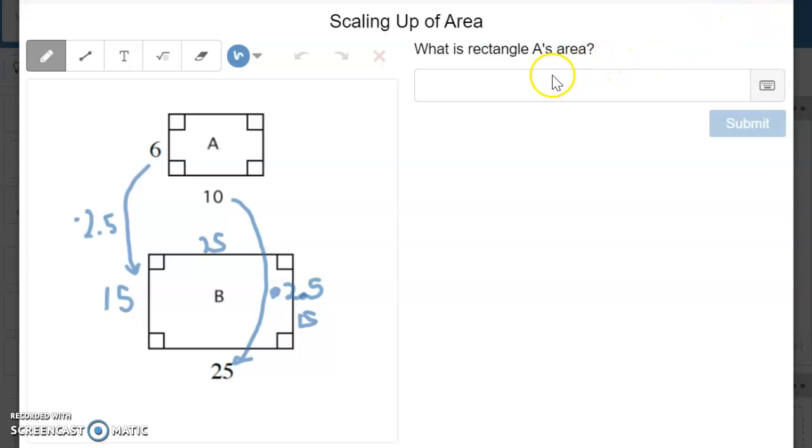Card number 3. What is the rectangle A's area? What about the area? Area is going to be length times height. So 6 times 10 is 60.